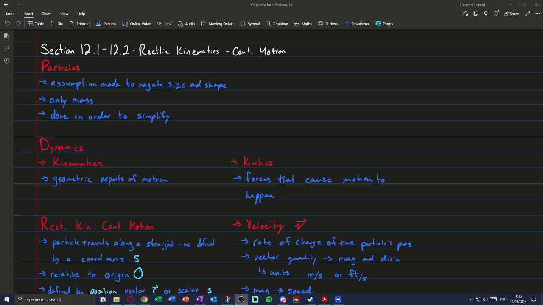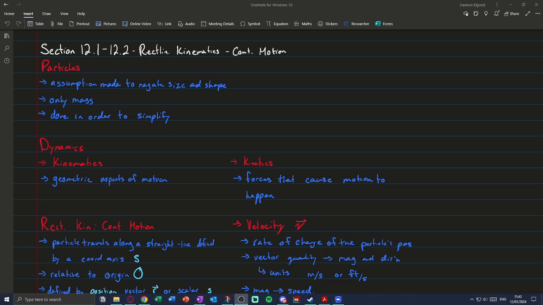This is the beginning, so sections 12.1 and 12.2. 12.1 is really just the introduction, so we kind of gloss over that. And then 12.2 is rectilinear kinematics, focusing on continuous motion.